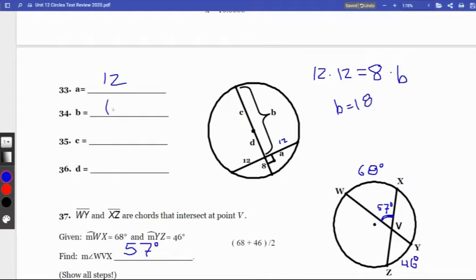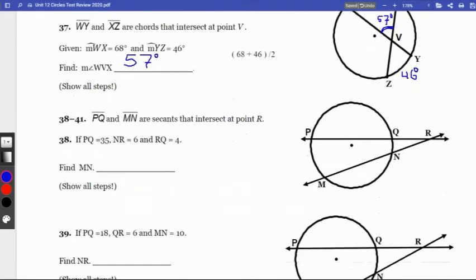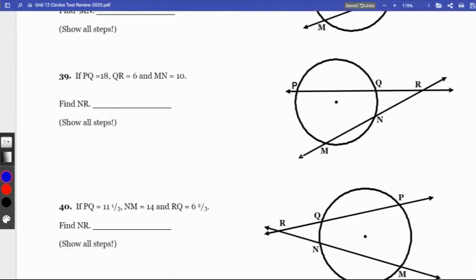I'm not sure why I wrote that over there. And then if I know that B is 18, then I know that all the way across this circle is 18 plus 8, that is 26. And if the diameter is 26, then the radius is half of 26, which is 13. And then I know that 13 plus something is going to add up to 18, and so D must be 5. 18 minus 13.